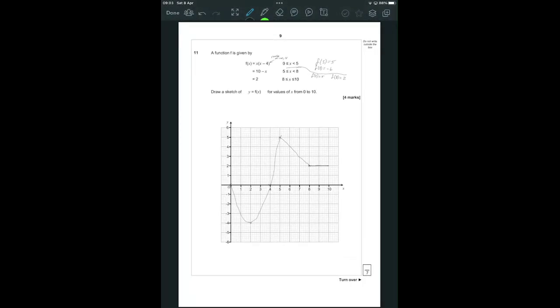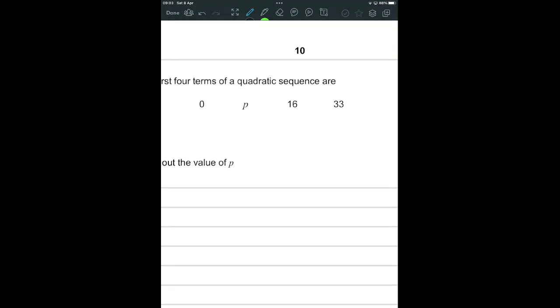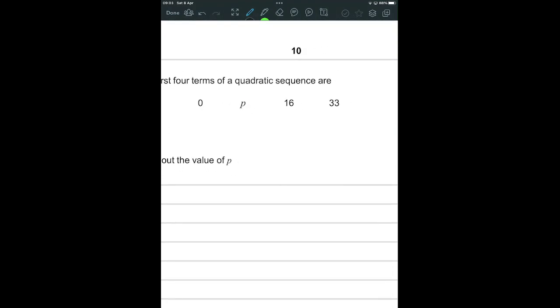Question 11 done. Question 12. The first 4 terms of a quadratic sequence are given as so. Well, that's quite nasty. Okay, so we know for a quadratic sequence, the second difference is constant. So there we added 17. So here and here we had to add 2 numbers which are in arithmetic progression, going up by the same amount each time, to get to 16. Well, what 2 numbers add to 16?